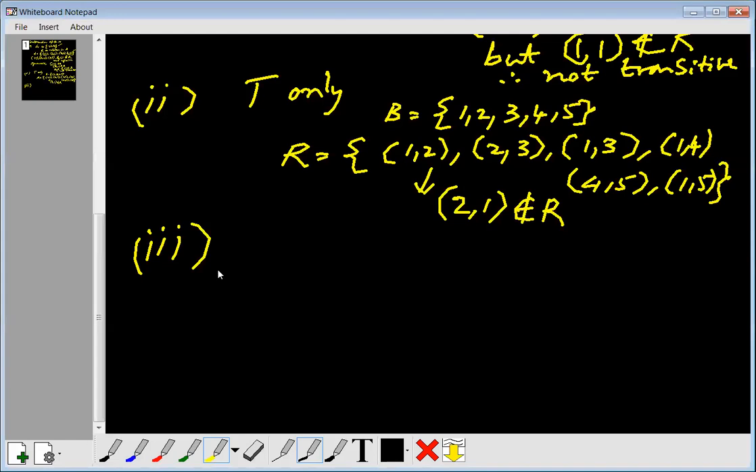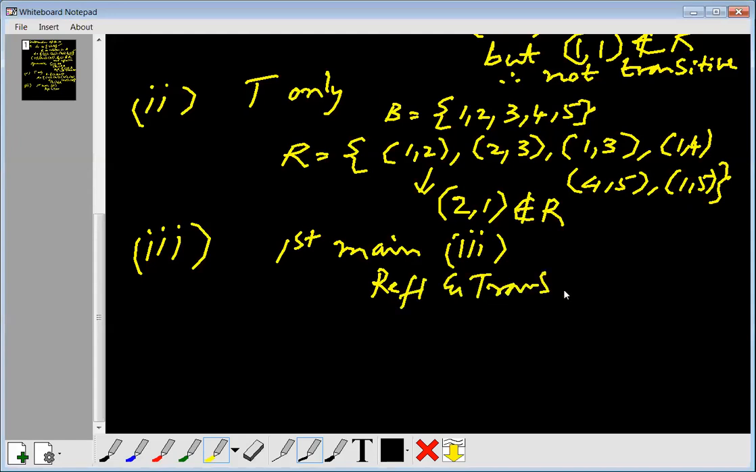So if you see the first main third question, there we already answered that. We have said y is divisible by x, and we answered that as reflexive and transitive. So you don't have to remember or write anything new. Okay, you can just give that example. So that is taken care.